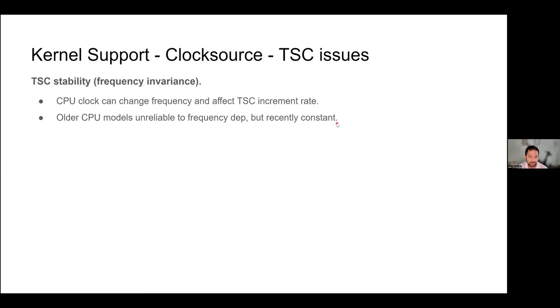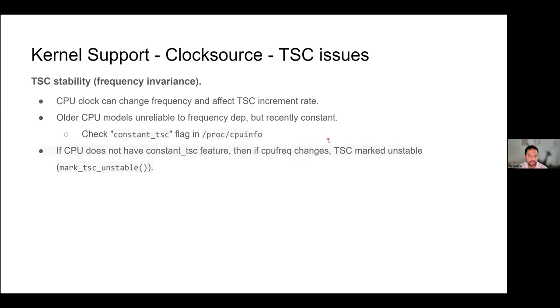This is mostly on older CPU models of Intel, but recently there's this flag called the constant TSC flag, which actually tells you that the TSC will be constant and will not change on frequency changes. If the CPU does not have the constant TSC feature, then the kernel monitors for CPU frequency changes. In the CPU frequency subsystem, you will see that it specifically checks if the CPU doesn't have constant TSC. If it doesn't, then it marks the TSC as unstable, and we switch out of the TSC to another more reliable clock source. I'll go over that in a little bit.